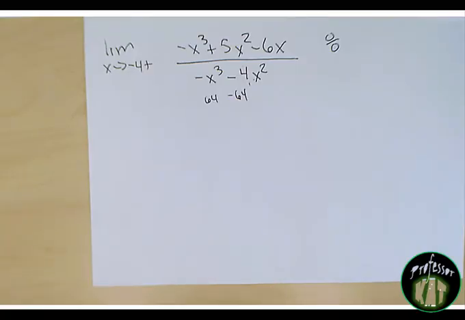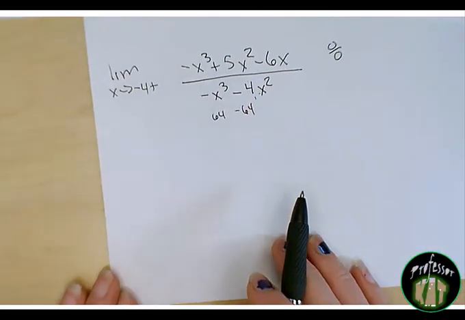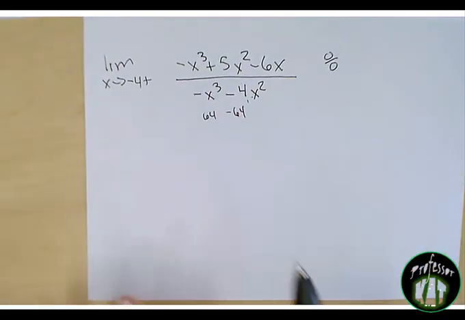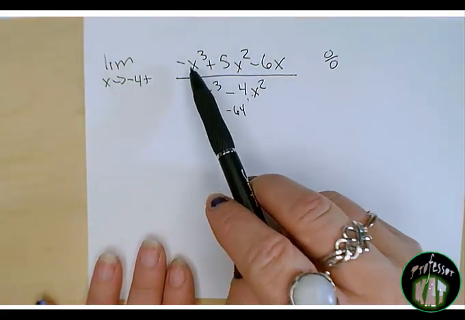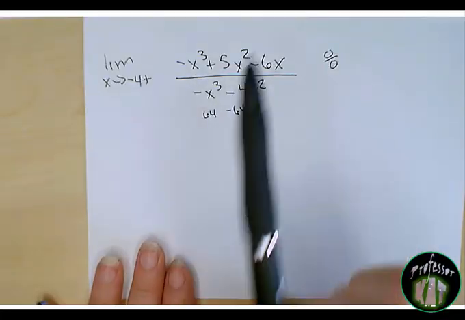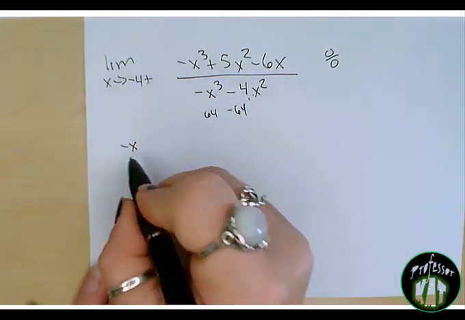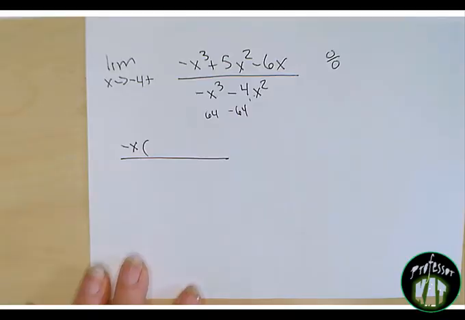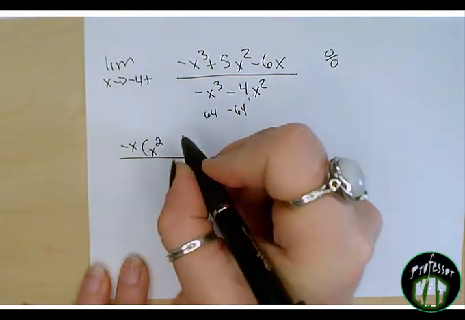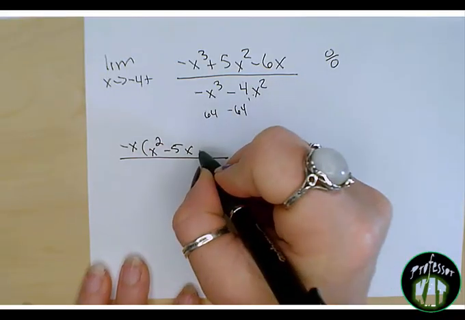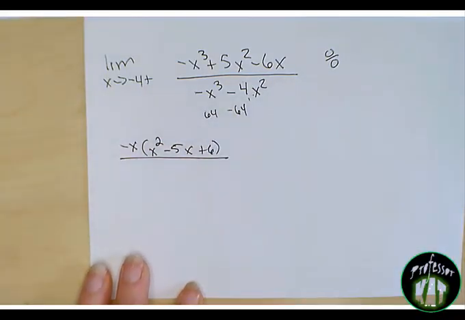Now, I notice that my numerator and my denominator are both polynomial functions, and typically with those, one of the first things you do want to try is to factor the problem. Now, I can see I can do a little bit of factoring here because my leading term is negative, so I can pull that out. I also see that each of my terms has an x in it. So I'm going to factor out a negative x from the numerator. If I factor out a negative x from the numerator, I am left with x squared minus 5x plus 6.